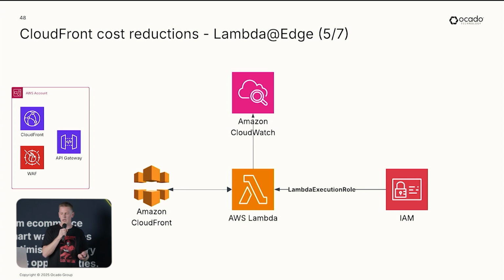That's fine. But what people often forget about is that by default, the execution role, the IAM role that's used by this Lambda at Edge, is configured to allow pushing logs to CloudWatch. And if that Lambda is executed on every request that reaches your CloudFront, that can generate a pretty substantial amount of logs. What can we do about it?